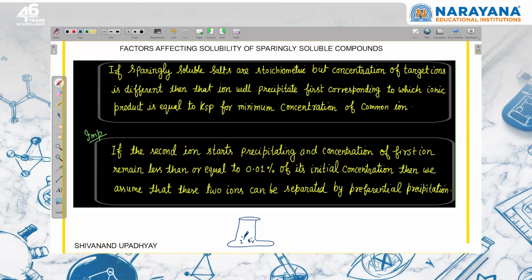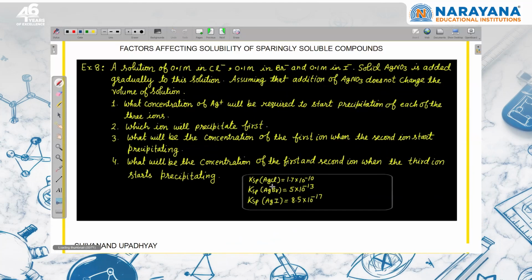And after some time, suppose this amount of I minus has been precipitated, and after some time, this is the amount of Br minus ion precipitated. We are saying that when the precipitation of Br minus starts, and this is already 99.99% precipitated, then we can say that we can separate Br minus ion from I minus ion. So that is the thing which we should know about preferential precipitation.